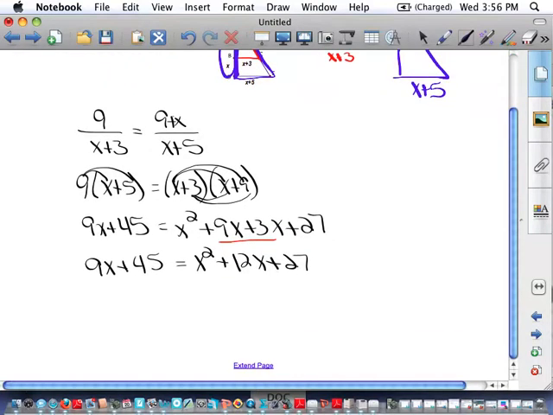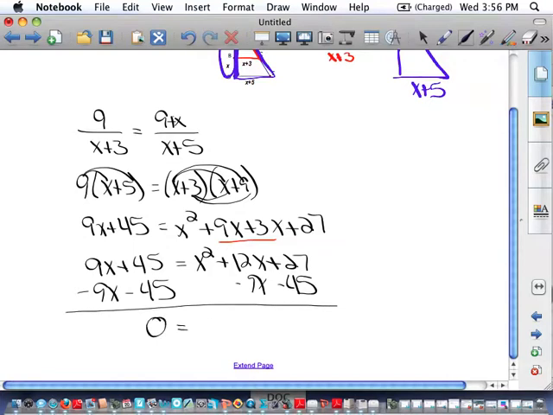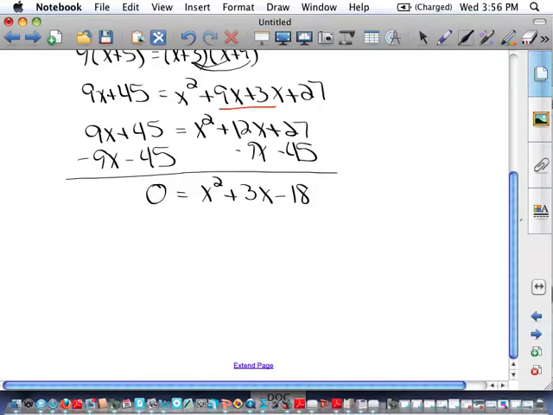Now I want my leading coefficient again to be positive, so I'm going to subtract the 9x from both sides, and I'll subtract the 45 from both sides. On this side I have a 0, then I will have an x squared plus 3x minus 18. So now I want to factor this. Again, I'm going to try guess and check. See if I can make that work.